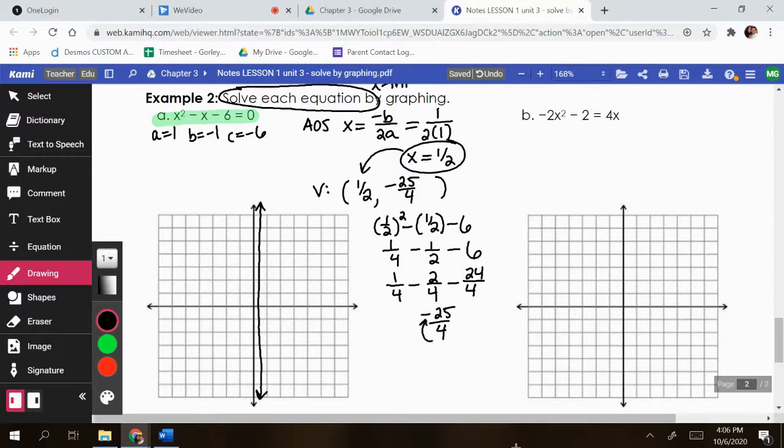Okay, which is really, how many times does 4 go into 25? 4 goes into 25 6 times. And then I'd have a remainder of 1. Okay, so I'm going to graph this at 1/2 and then negative 6 1/4. So somewhere down here. Okay, and we've already got our axis of symmetry drawn, so now what?